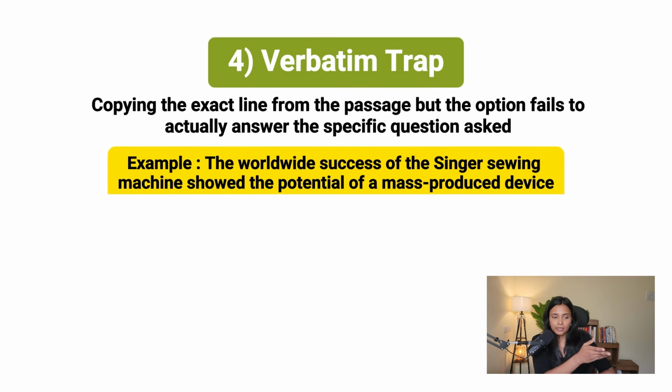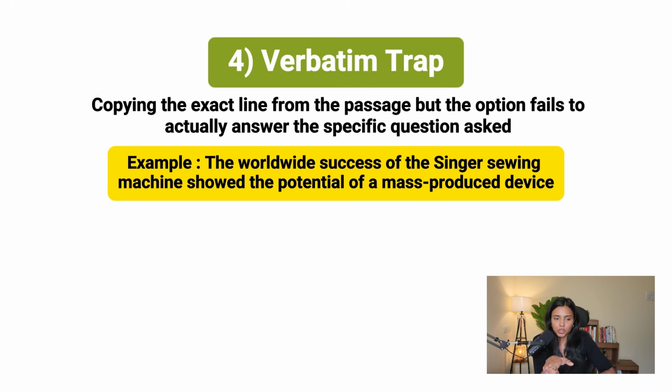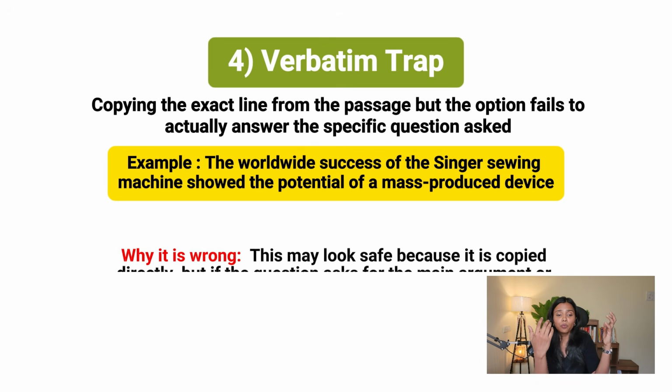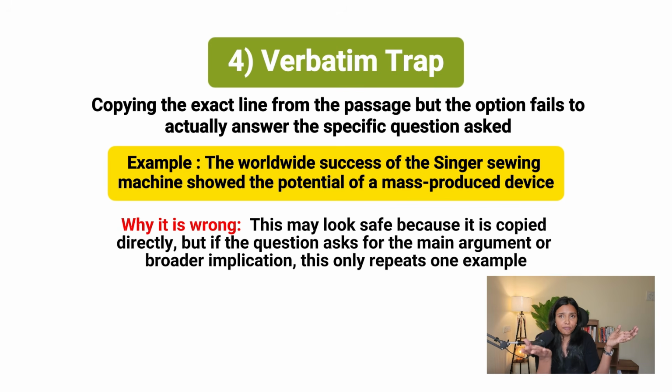Now let's see the example. This was the line you were given: the worldwide success of the Singer sewing machine showed the potential of a mass-produced device. Again, it's exactly taken from the passage, but if the question was what is the main argument of the author, then this line does not make sense. Agreed that it has been taken exactly from the passage, but it does not answer the full question. It's just hinting at a small part of the answer.